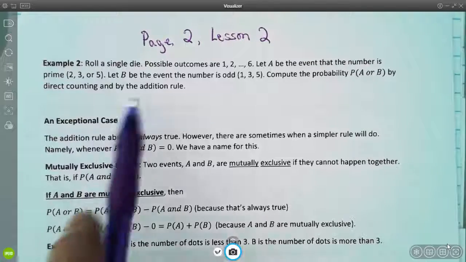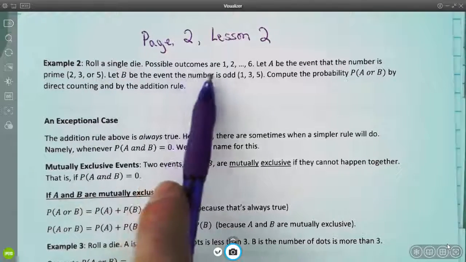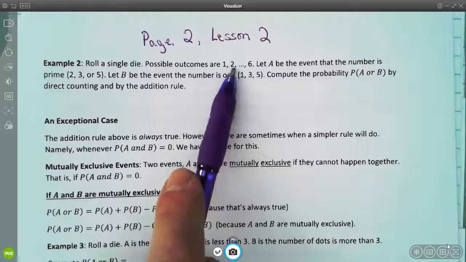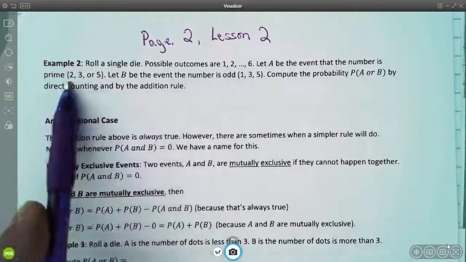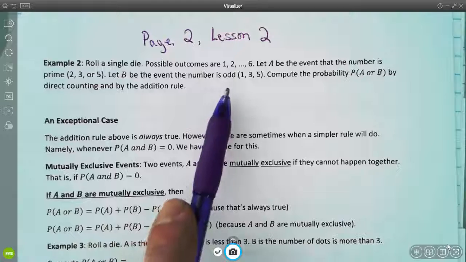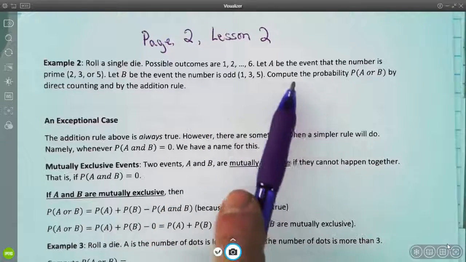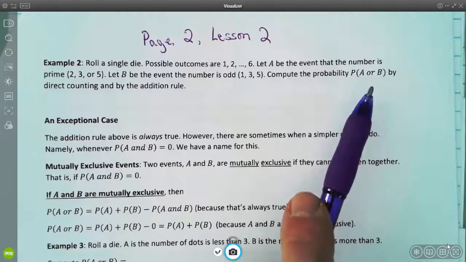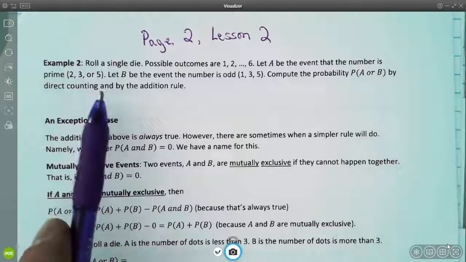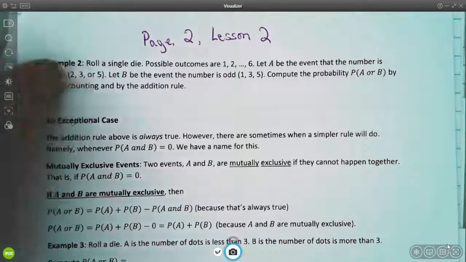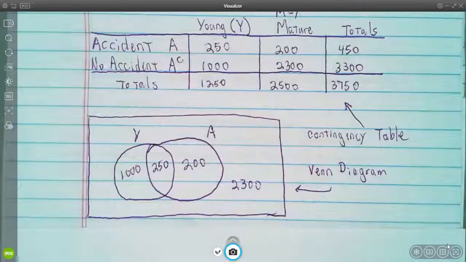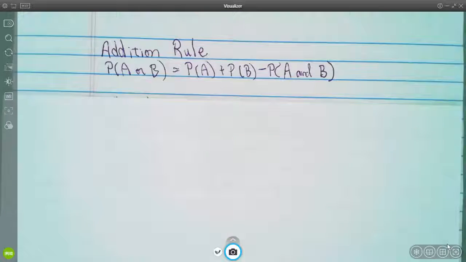It says we're supposed to roll a die and list the possible outcomes. Those are, of course, 1 through 6. Let A be the event that the number is prime. Let B be the event that the number is odd. We want to compute the probability that either A or B occurs, and do this by both direct counting and by the addition rule. This is really just practice for what we did before, so we'll move along fairly quickly.